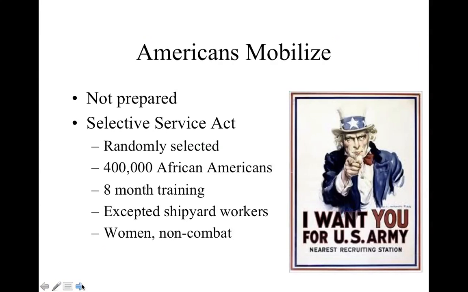All right, Americans tipped the balance. Again, we already referred to this, not prepared, Selective Service Act I just referred to. They did exempt shipyard workers because, again, they wanted the shipyard workers to increase the production of ships as well as destroyers. And then we also see women taking on non-combative duties. When we see women taking on non-combative duties, really we're looking at women that did not have ranking. They received insufficient pay as well as benefits.